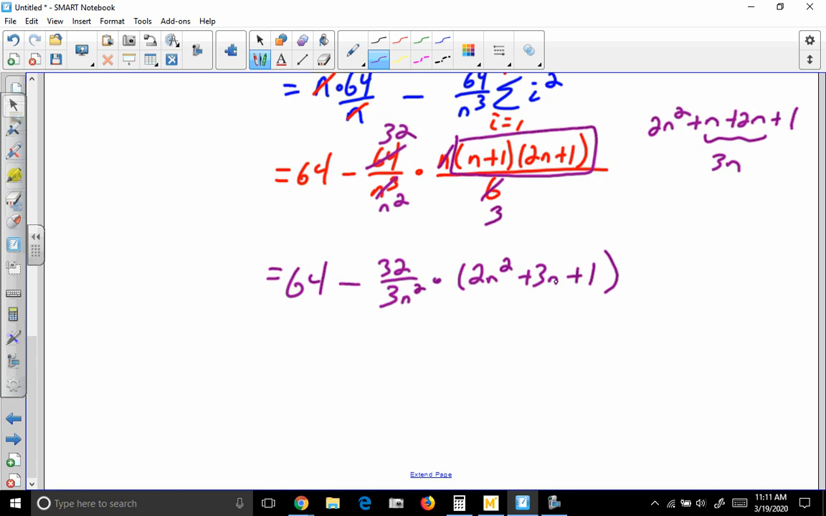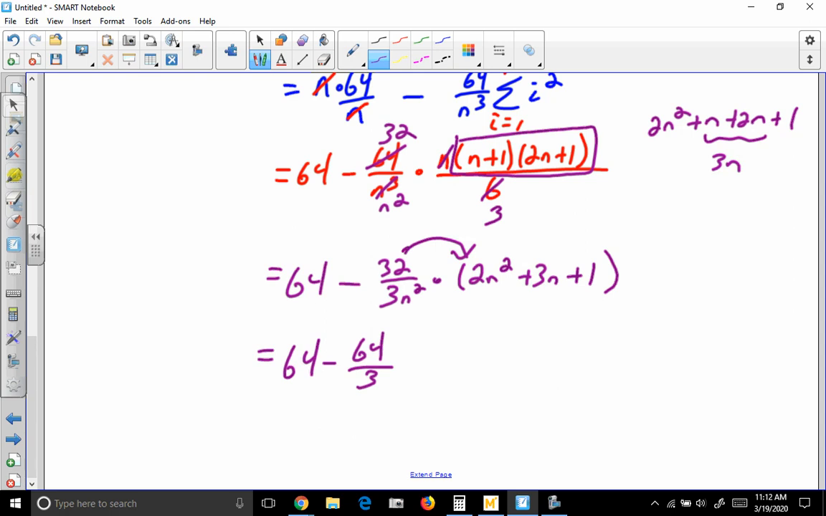So now we can make the parentheses go away by distributing, taking our 32 over 3n squared and multiplying it times whatever we got there. So when we multiply these together, the n squared on bottom and that n squared cancel, leaving us 32 times 2 over 3.